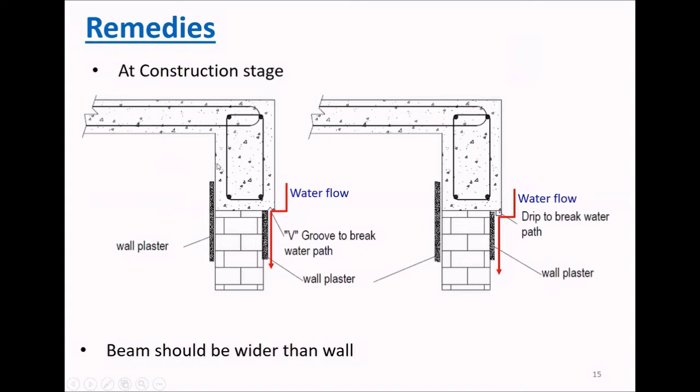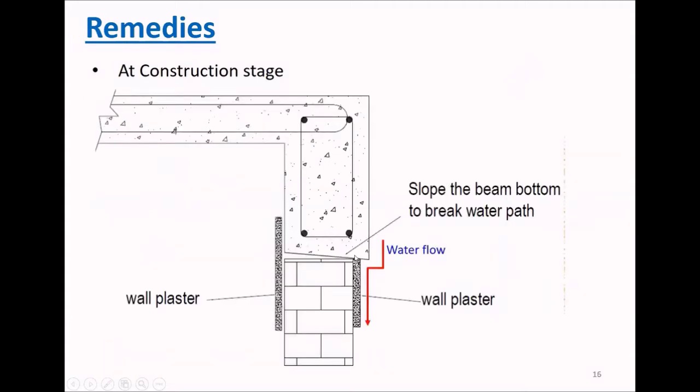The only problem is the beam should be a little bit bigger than the wall. That should be a little bit wider. Then only can we provide this kind of V groove or this kind of drip here. At the construction stage, we can do this kind of thing to avoid water flowing into the building, right?